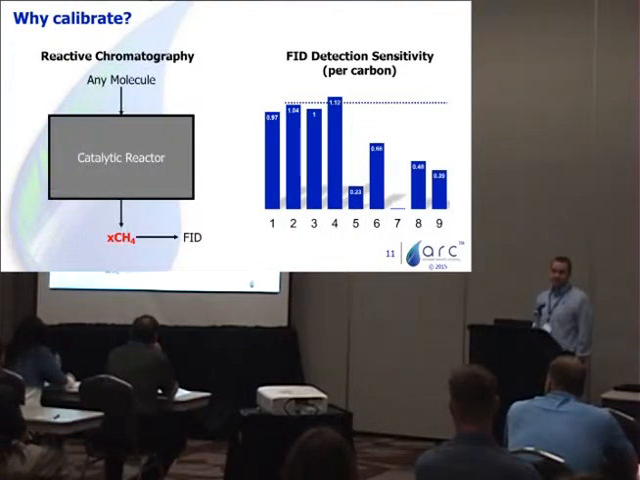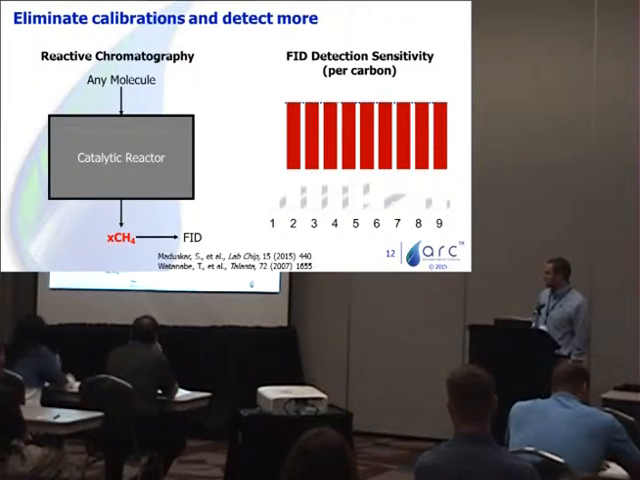But we can ask ourselves, what if we had some magical catalytic device where any molecule that went into it came out as the same molecule, or an ensemble of methanes in this case, and then we were just detecting methane in the flame ionization detector? Then the response of all these molecules would actually just be the same on a per carbon basis, because we're only measuring methane by the time it gets to the FID.